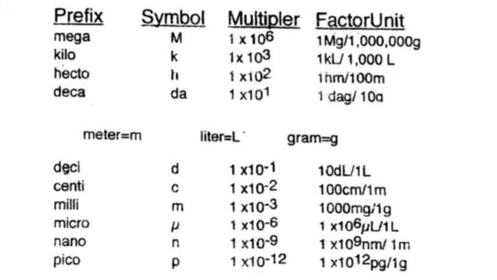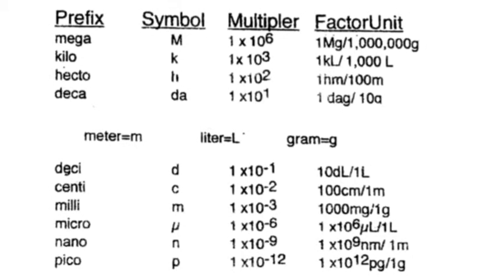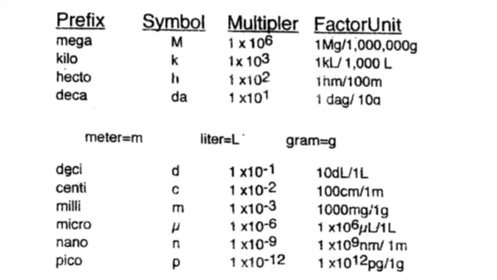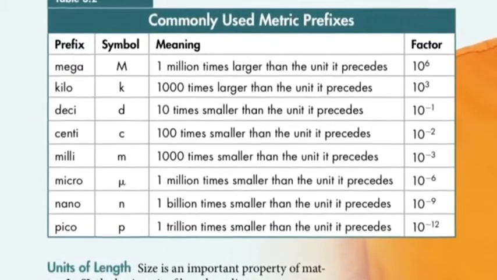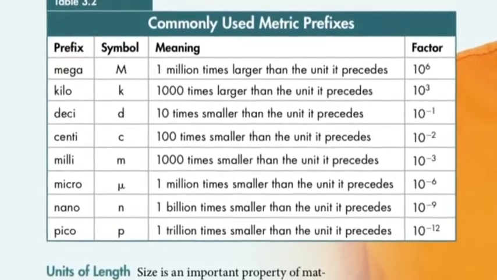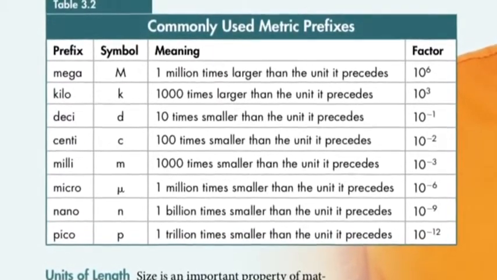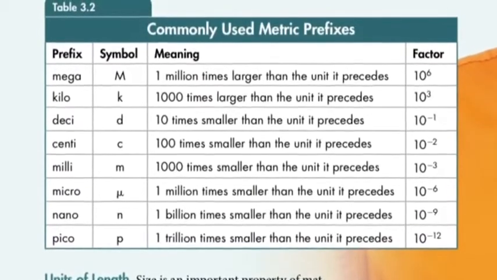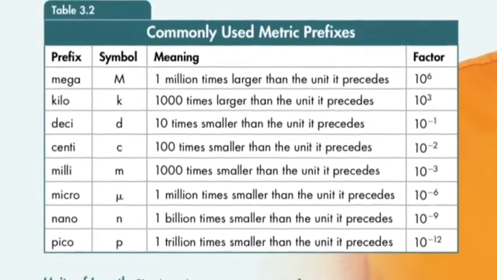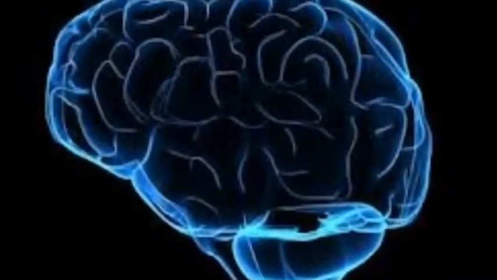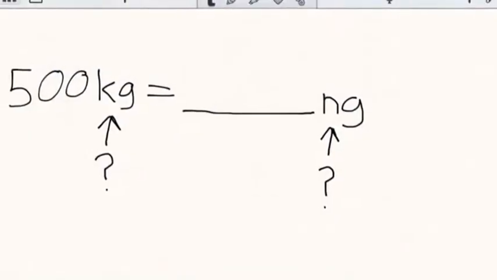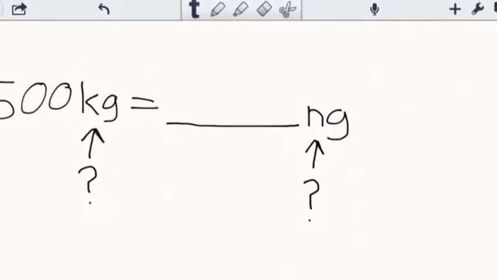Mega, kilo, hecto, and deca are important prefixes that will increase the value of a unit by a power of 10. In this chart from the book, we can see that the prefixes deci, centi, milli, micro, nano, and pico will decrease the value of the unit by a power of 10. The prefixes mega, micro, nano, and pico you will have to memorize. So back to our problem, we now begin to understand how to solve it.